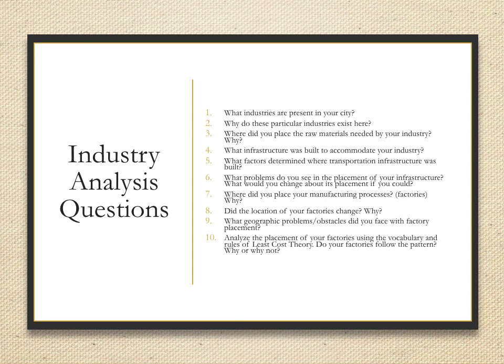Where did you place your manufacturing processes, your factories, and why did you put them there? Did the location of your factories change? Why did it change? What geographic problems or obstacles did you face with factory placement? So analyze the placement of your factories using vocabulary and rules of the least cost theory. And I hope you're in your head coming up with a triangle, right? This is Weber, least cost theory. Do your factories follow this pattern? Why or why not?